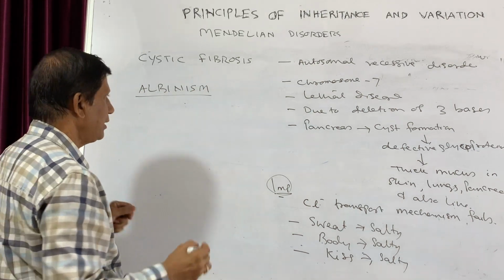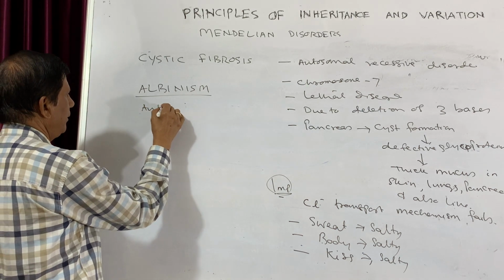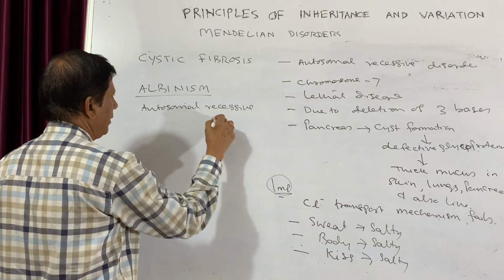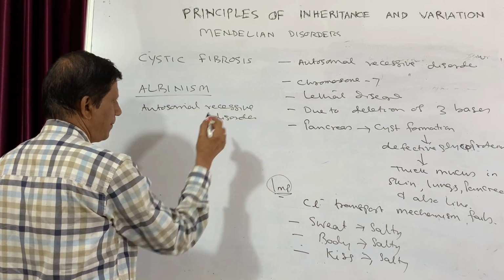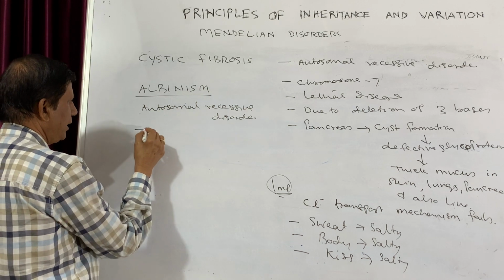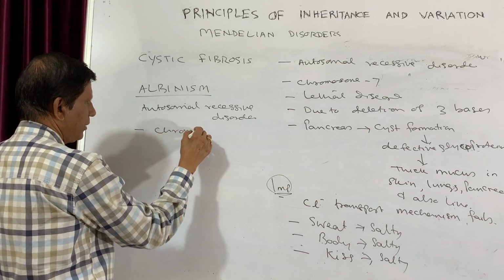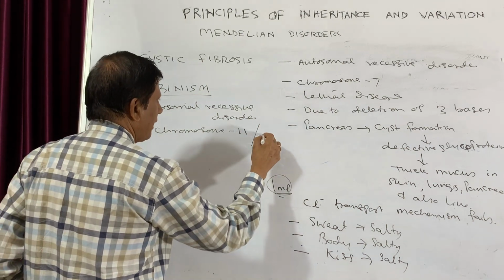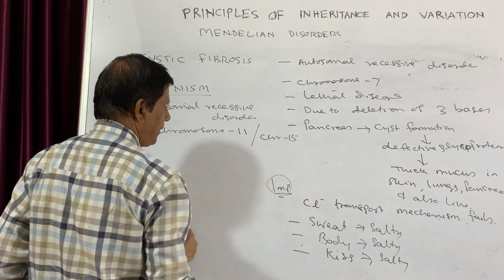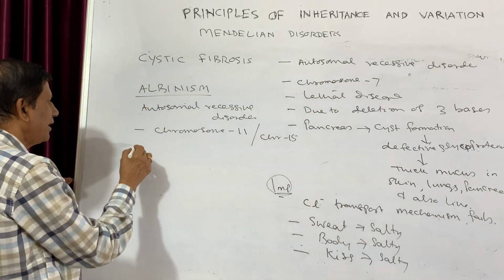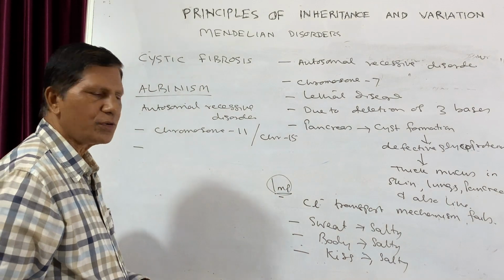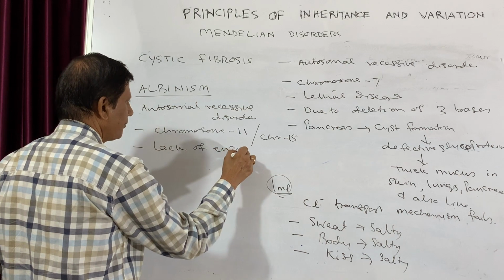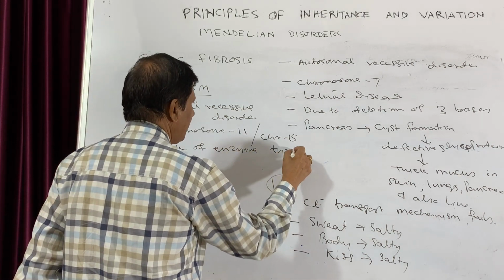Then we'll discuss another very small one, that is albinism. So this albinism is also an autosomal recessive disorder, and the gene is usually present in chromosome number 11, and some also in chromosome number 15. And here, why does albinism happen? Due to lack of the enzyme tyrosinase.